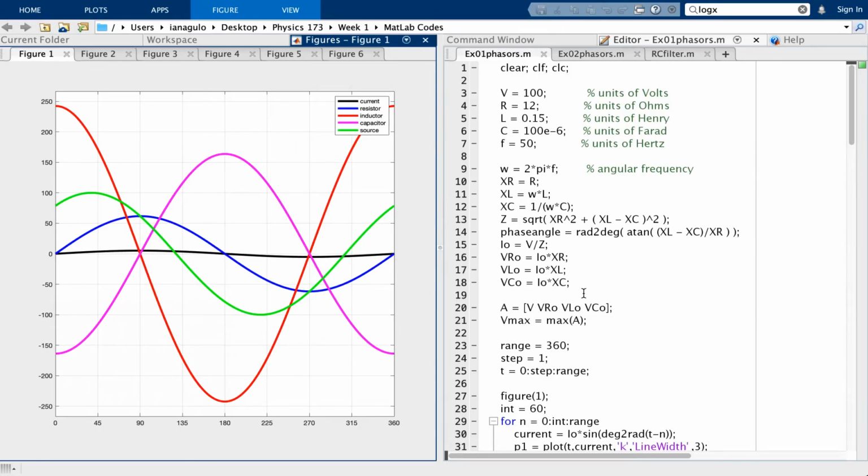In the sinusoidal plot, we have the current as this black curve, the resistor voltage as this blue curve, and you see that the current and the resistor voltage are in phase. The inductor, which is the red curve, leads the current by 90 degrees. The capacitor, which is this magenta curve, lags the current by 90 degrees. And the source is shifted by 51 degrees.